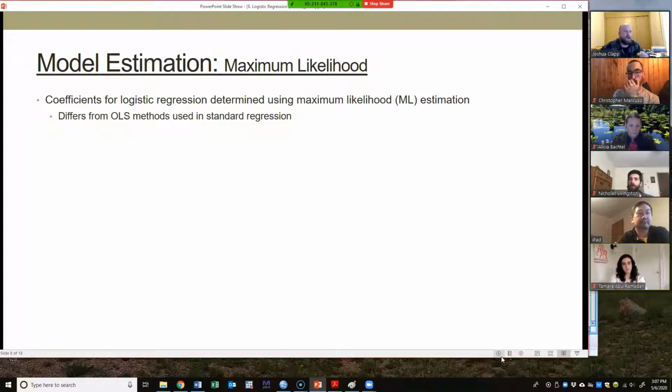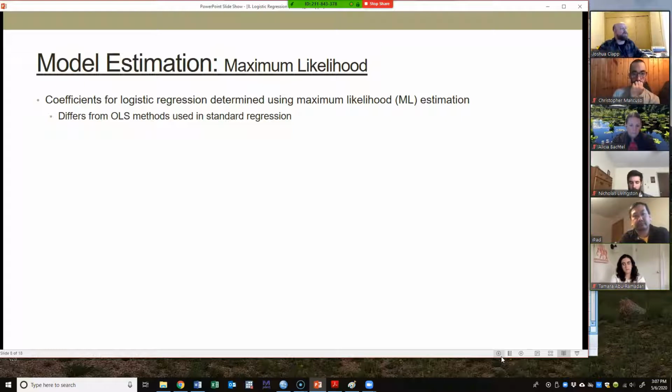Run through maximum likelihood estimation real quick, just before we go on break here. So when we're running our coefficients for our logistic regression, it's a little bit different strategy than what we would do with our OLS regression. There we're using ordinary least squares. Within our logistic models, we're using a maximum likelihood estimator.